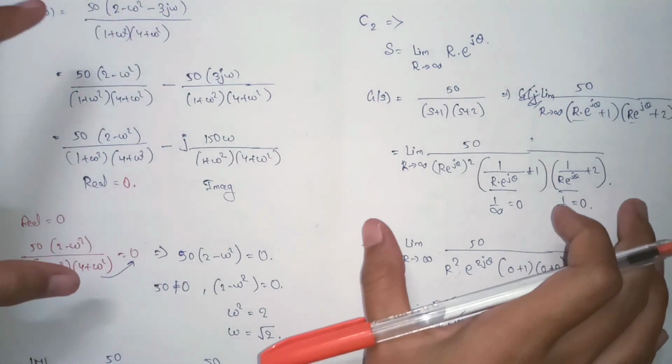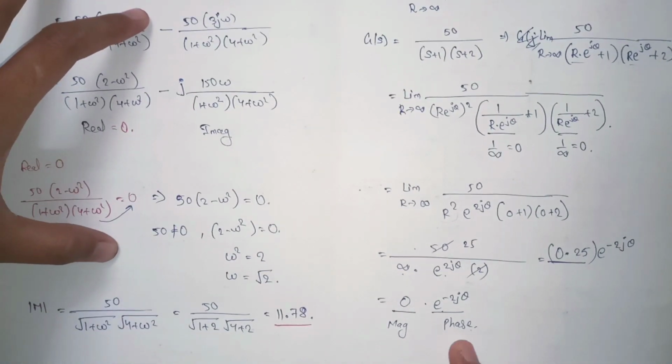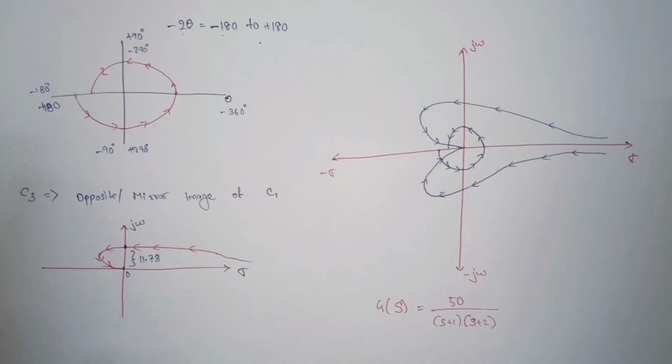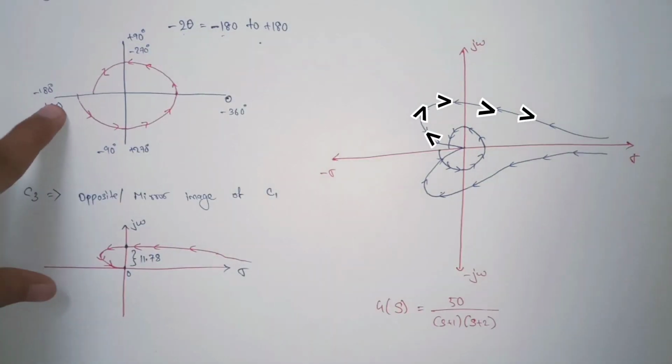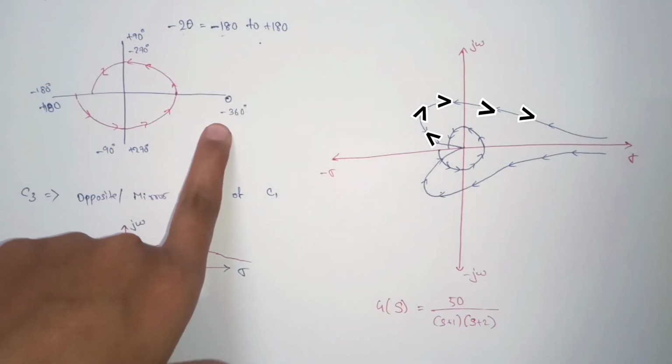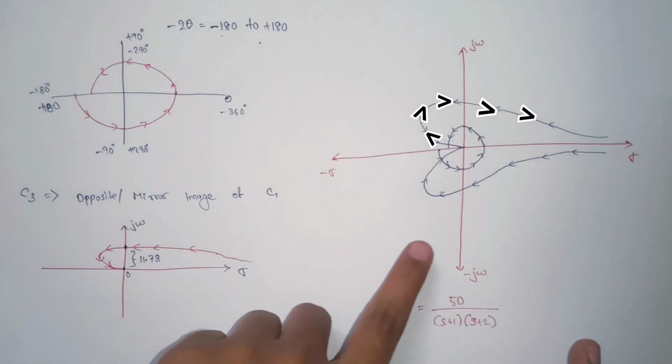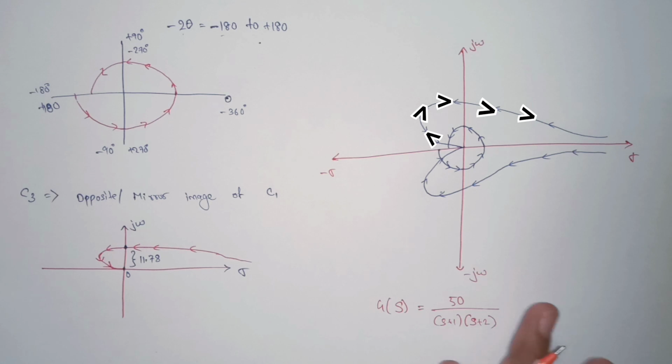And do this calculation carefully, because we are going to get magnitude and phase in the last. As we got the magnitude and phase, we will draw again the C2 contour. Phase is from minus 180 to plus 180. So we will start from minus 180, then minus 90, then 0, then plus 90, and then plus 180. And for C3, this is the easiest part. Just draw the mirror image of C1. And finally, as we are having just 3 contours, that is C1, C2 and C3, we will not go for C4 calculation. And finally, we will draw the last diagram, which is the Nyquist plot of the given system.